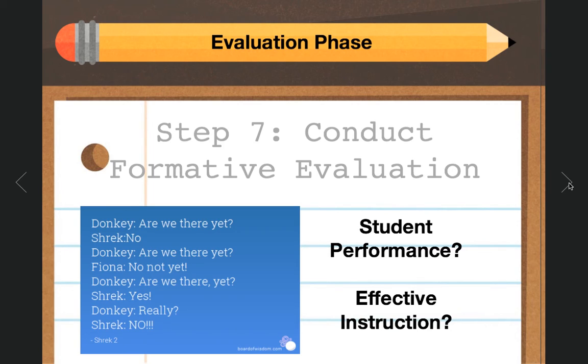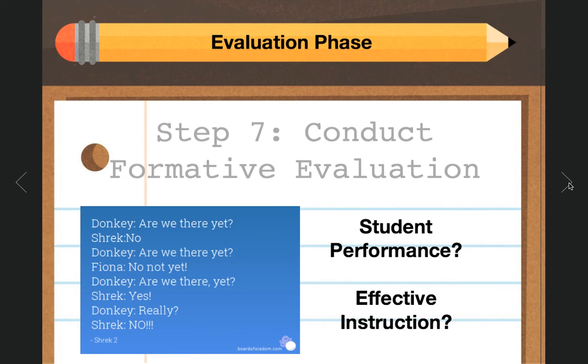The final phase in Smith and Ragan's model is the evaluation phase, and the first step in this phase is to conduct the formative evaluation. This step has a twofold purpose: 1, to assess learner performance, and 2, to assess the effectiveness of instruction. During this step, the designer asks and answers the question, did the instruction solve the problem?